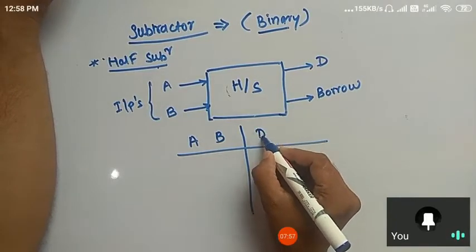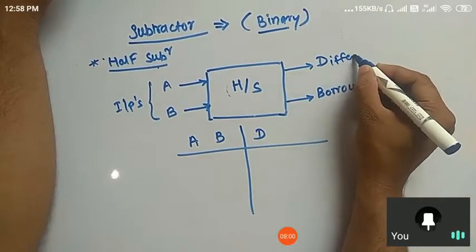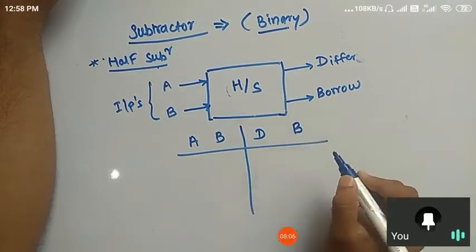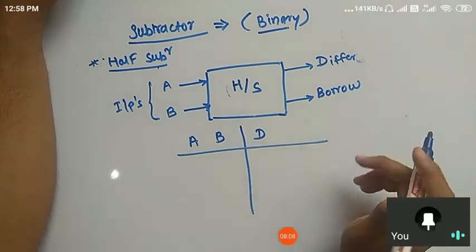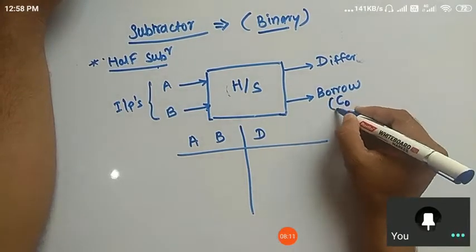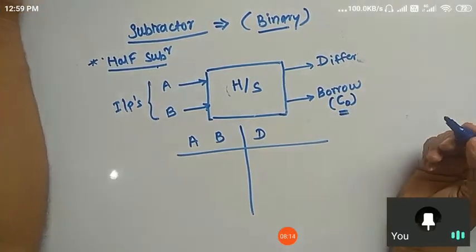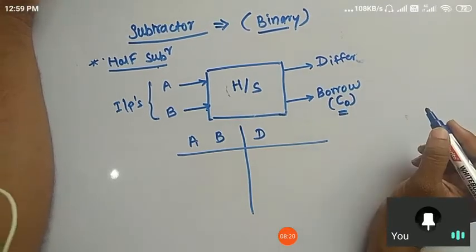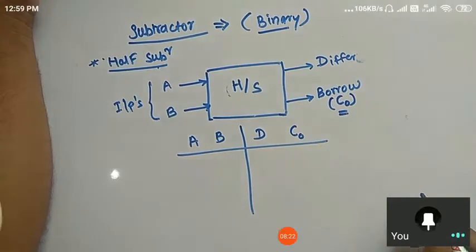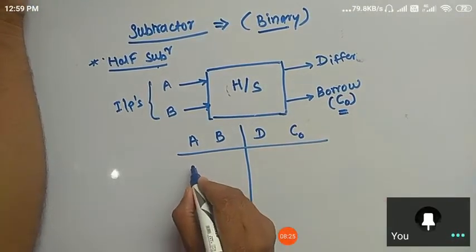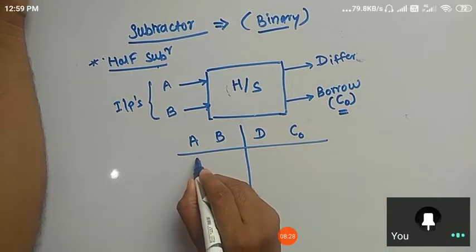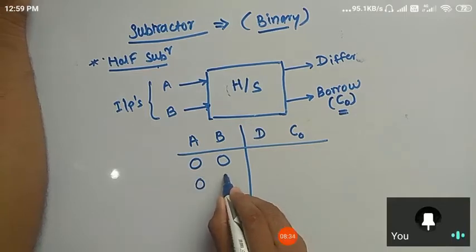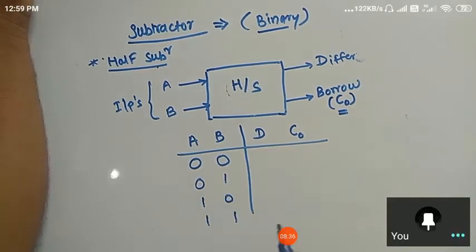How many outputs are there? 2. The first one is the difference, that is subtraction, and the second one is the borrow. For understanding purposes, I am writing the borrow as C0, as we wrote in our adders, so that you will not get confused. So I am writing this borrow as C out. Don't get confused. There are 2 inputs, so the maximum combinations possible are 0 0, 0 1, 1 0, 1 1.